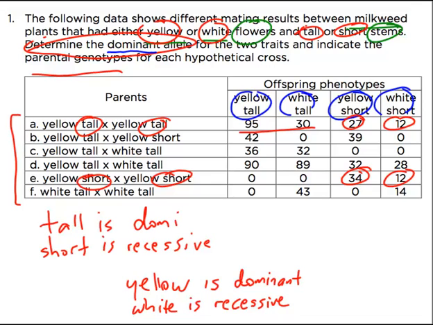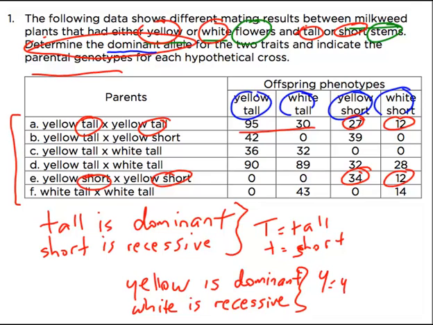So this answers the first part of the question, because that's what they wanted: determine the dominant allele for the two traits. They didn't specifically ask which is recessive, but if you know the dominant one, you also know the recessive one. So we now have tall is dominant and short is recessive. And why don't we now decide that big T is going to equal tall and little t is going to equal short, based on the common convention that Mendel used. And we furthermore know that yellow is dominant, so we'll make big Y yellow, and we'll make little y white.